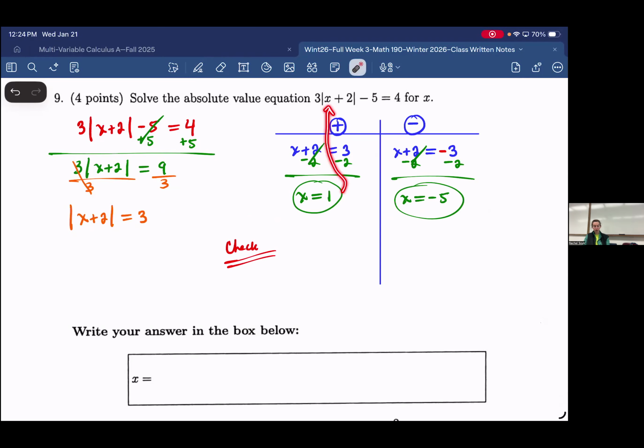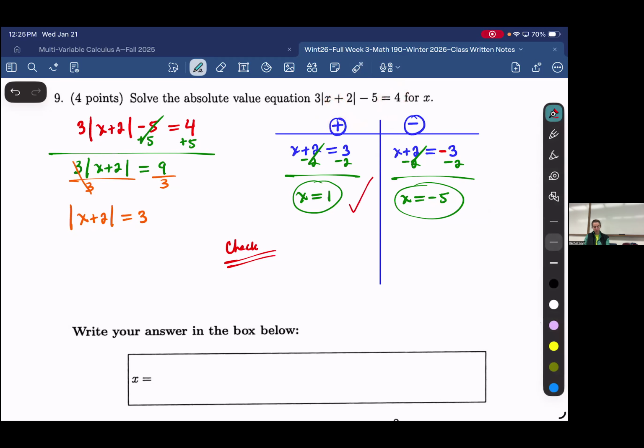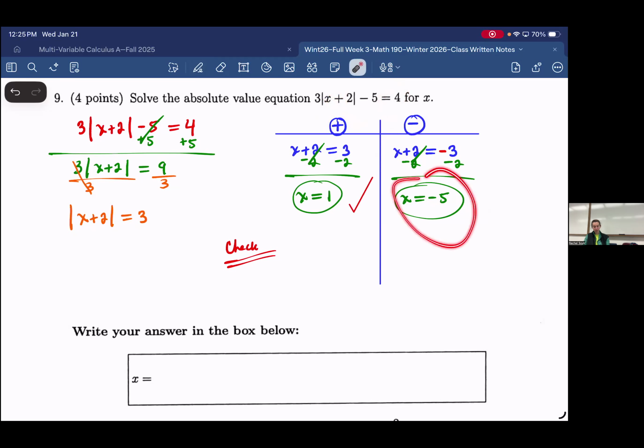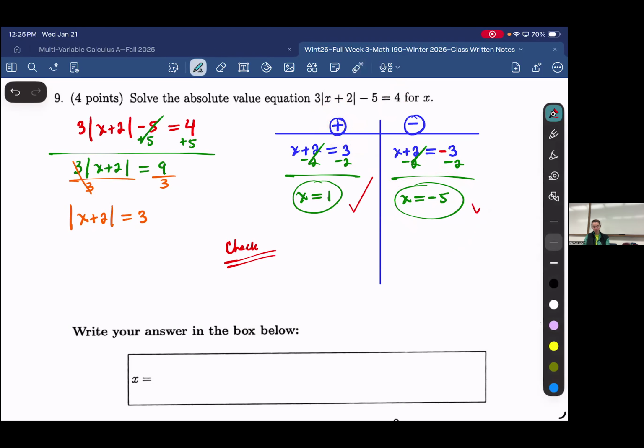So let's first plug in 1. 1 plus 2 is 3. Absolute value of 3 is 3. Times 3 is 9. 9 minus 5, does that give you 4? It does indeed. Now let's plug in -5. -5 plus 2 is -3. Absolute value, +3, times 3 is 9. 9 minus 5 also once again gives you 4. So we have 2 solutions here. In ascending order, we have -5 and +1. And that's it.